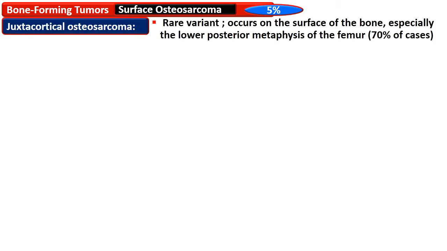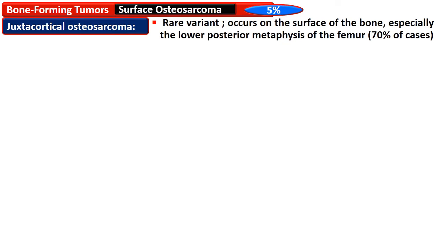The other variants of the osteosarcoma are defined on the basis of topographic, clinical, or radiographic features, or a combination of these features. The surface osteosarcoma is one of them. Surface osteosarcoma accounts for about 5% of the cases of osteosarcoma, and there are two types of surface osteosarcoma. One is the juxtacortical or parosteal osteosarcoma, and another is periosteal osteosarcoma.